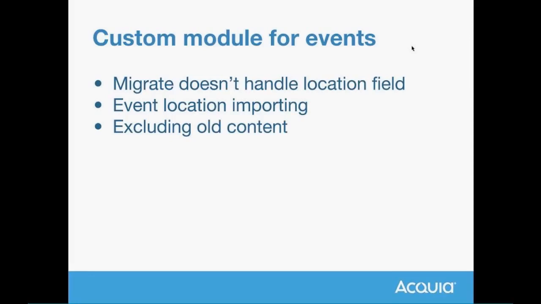All right, so the custom module that we did for the events, I had to do that. There was no avoiding it because Migrate doesn't know how to handle the location field at all. I think it was called CCK location in Drupal 6, and it doesn't have any settings for Migrate, so I have to do it manually. And the location's obviously on the event node, and we also didn't want to import all the very old events. We just wanted basically the most recent and anything obviously that's going to be still coming up.